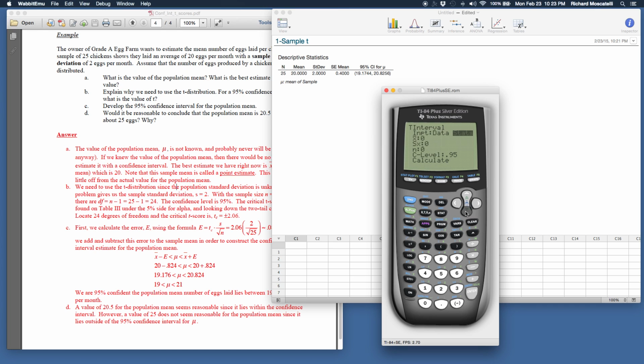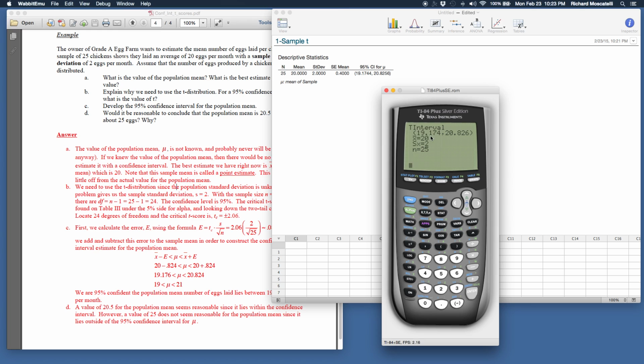And then it's just going to pick your brain and say, okay, what are your stats? The x bar was 20. The standard deviation of the sample was 2. The sample size was 25. The confidence level, the default is 95%. So you go on top of calculate, hit enter, and it takes a little bit longer to crunch. The hand calculator doesn't take nearly that long.